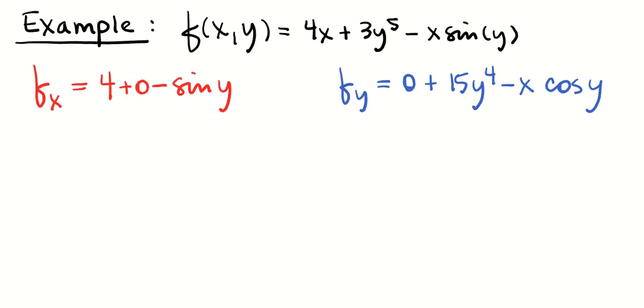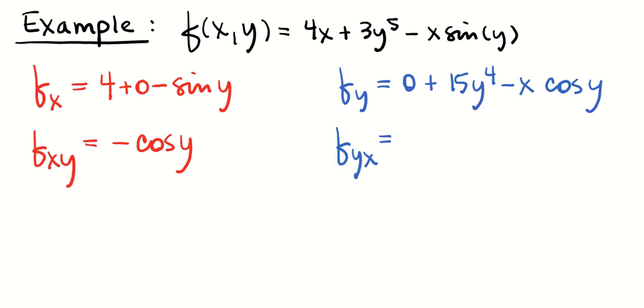Let's do another. All right, if I wanted to take fxy, I'd be taking the derivative of negative sine y with respect to y, and that would be negative cosine y. Whereas over here, if I took fy and took its derivative with respect to x, well, all I have that has an x in it is right here, and the derivative of a number times x is just that number, so I end up with negative cosine y.